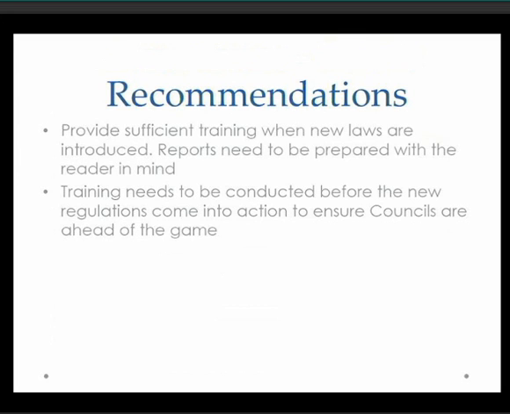What we recommend is when new laws such as accounting standards are introduced, governments should provide staff training to ensure that staff understand how to execute the new accounting requirements well before the implementation. The training should clearly explain to employees how the changes will affect them. Reports need to be prepared with the reader in mind. They need to check what employers need when preparing the notes.